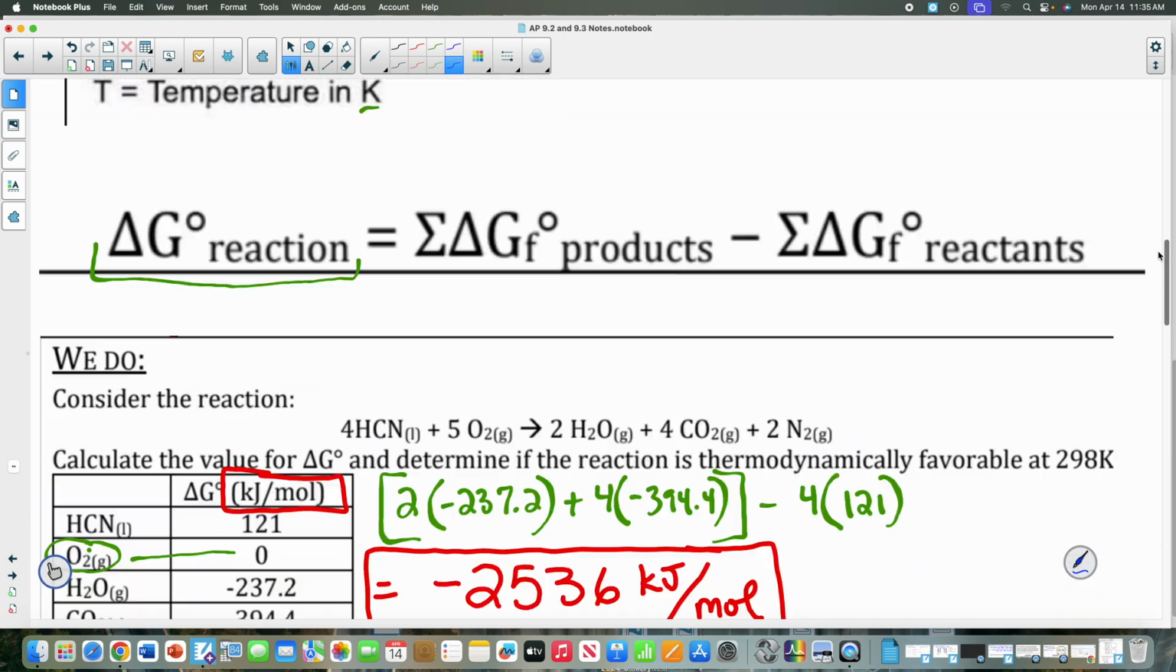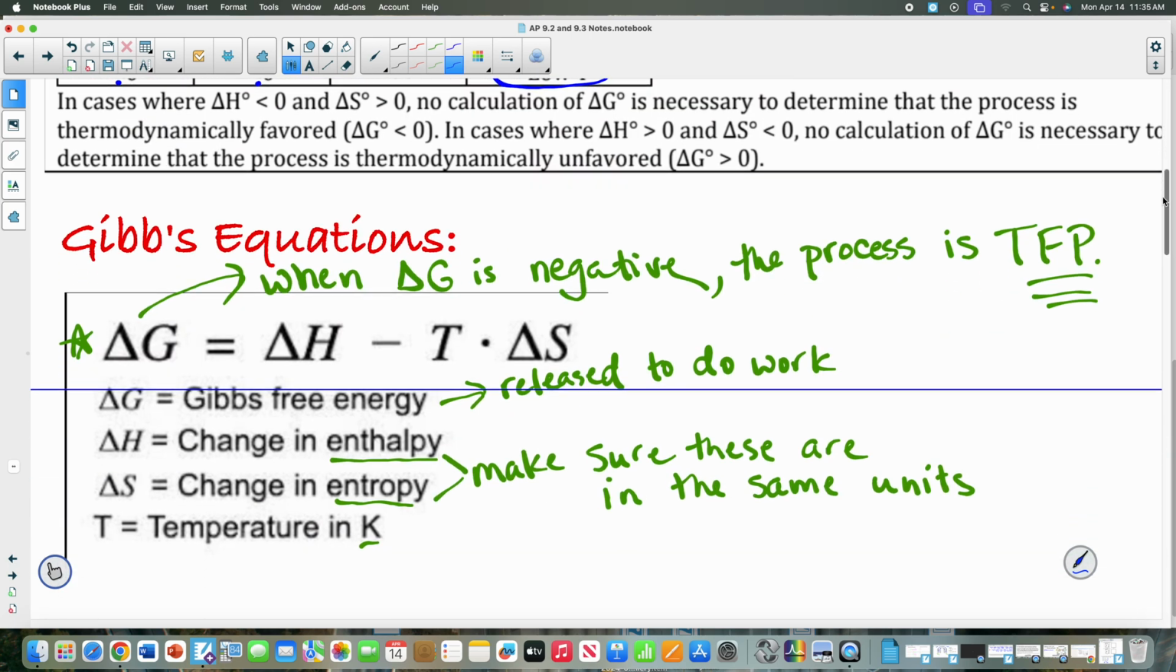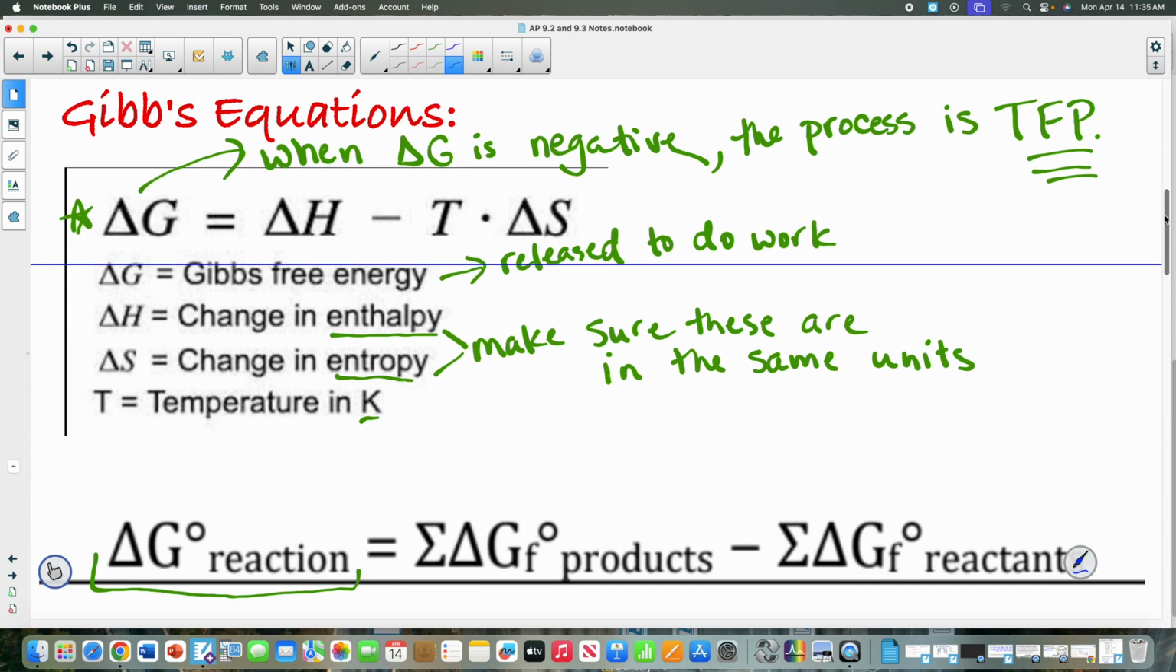Okay, so that's delta G, that's Gibbs. Both of those equations are on your equation sheet. Delta G, both of these two, boom and boom. Not much to remember there other than that negative delta G is thermodynamically favorable, and make sure that those units match when you plug into the equation.